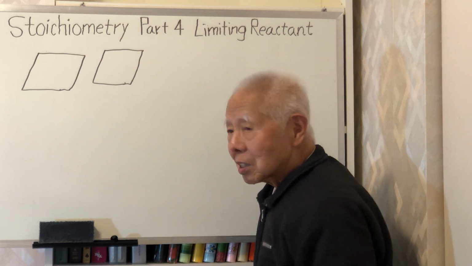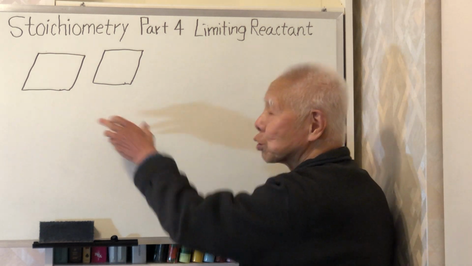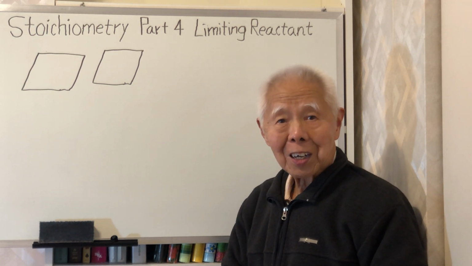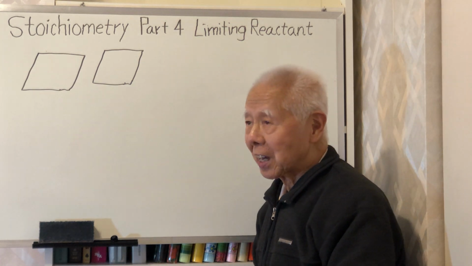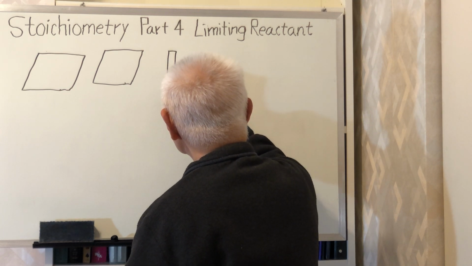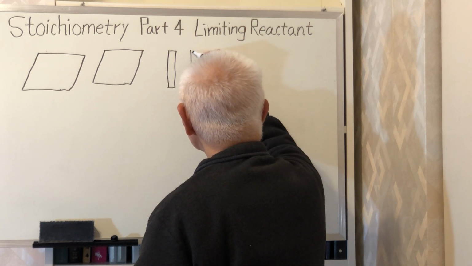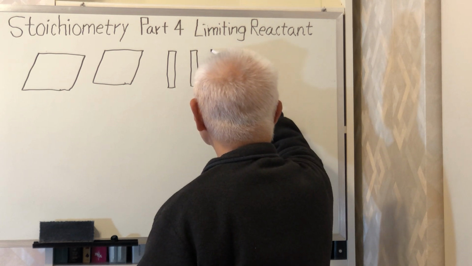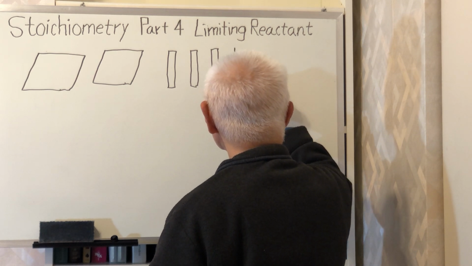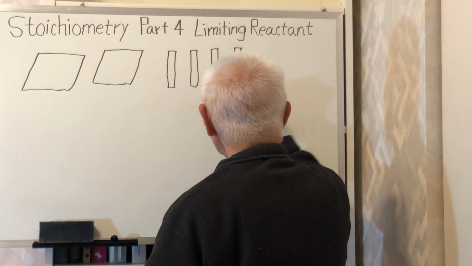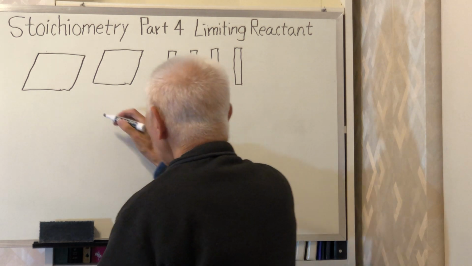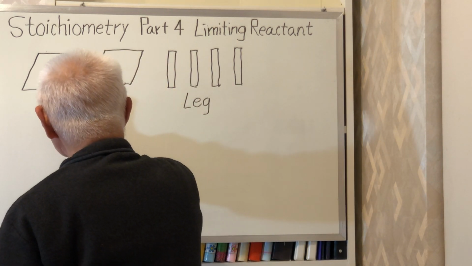These are tabletops. I have 2 tabletops, and I also have legs for tabletops. I have legs. So 1 leg, 2, 3, 4. I have 4 legs. I have 2 tabletops.